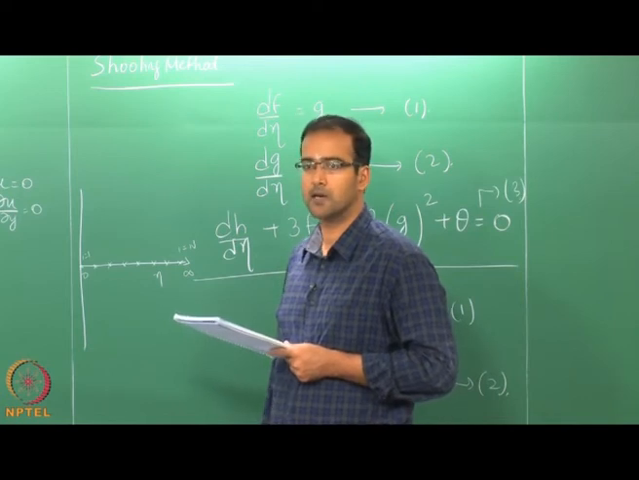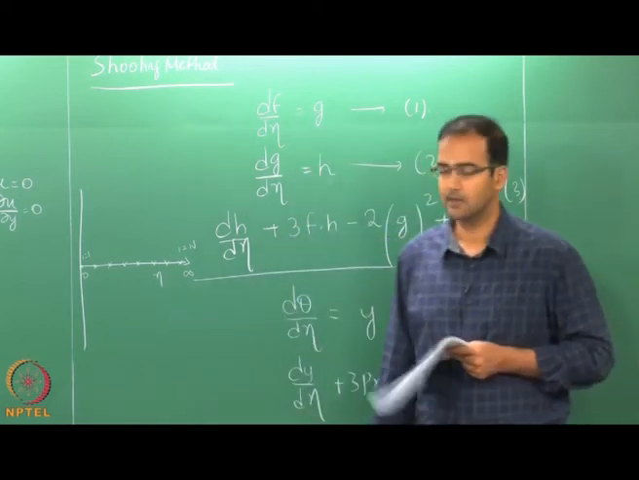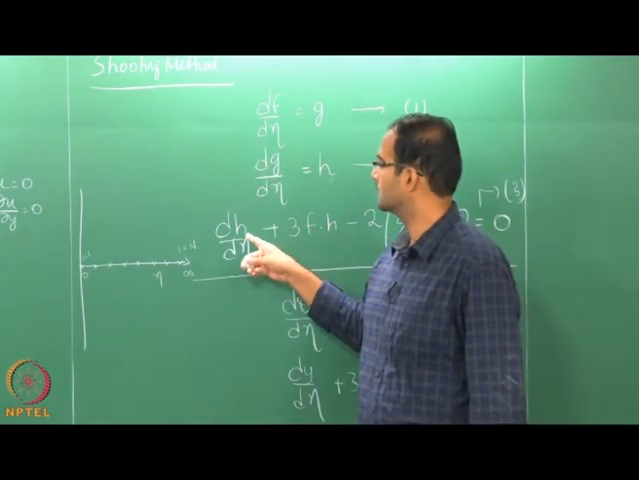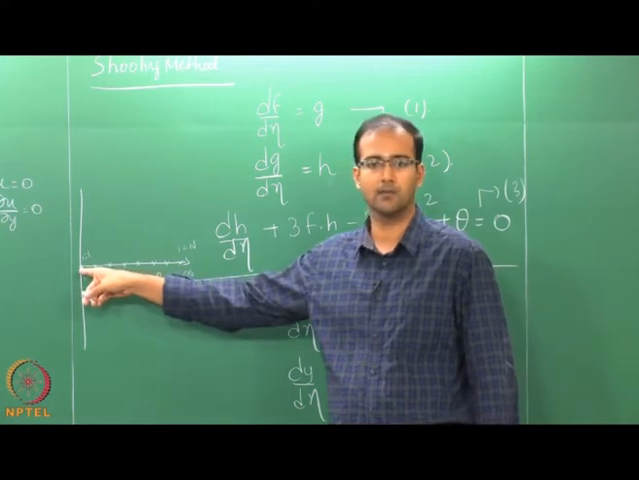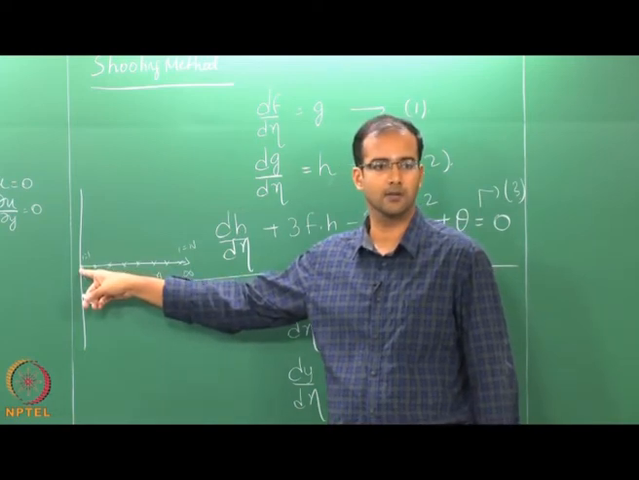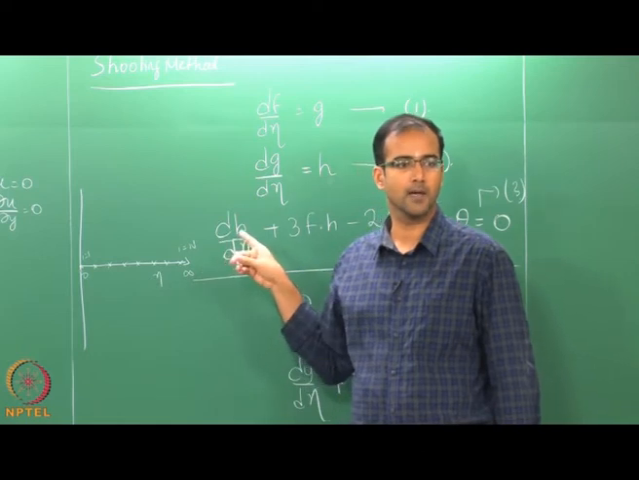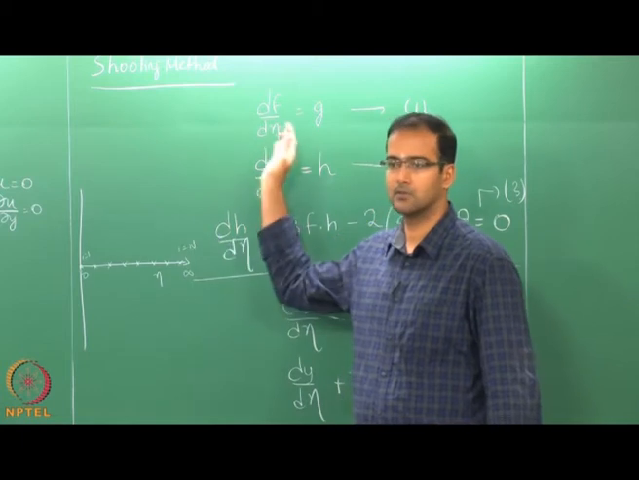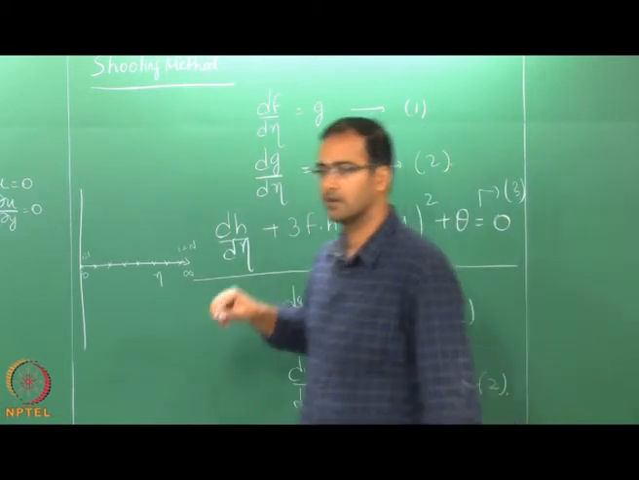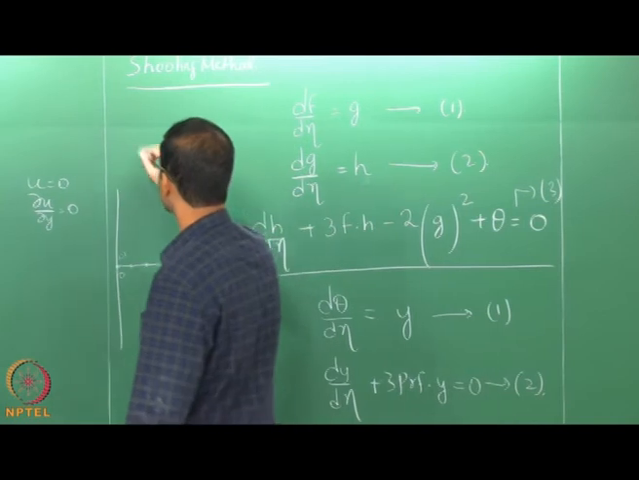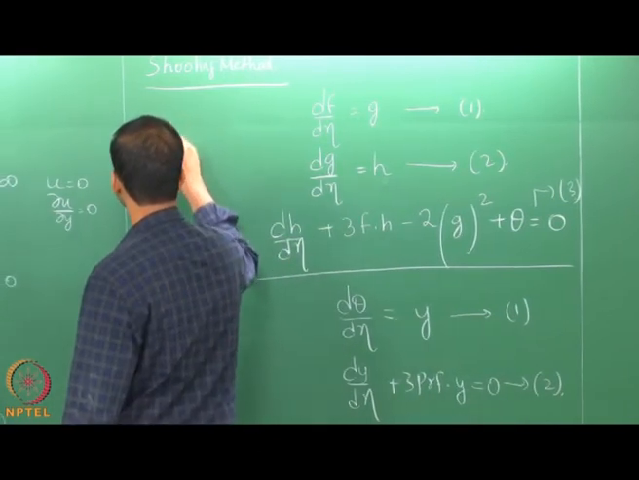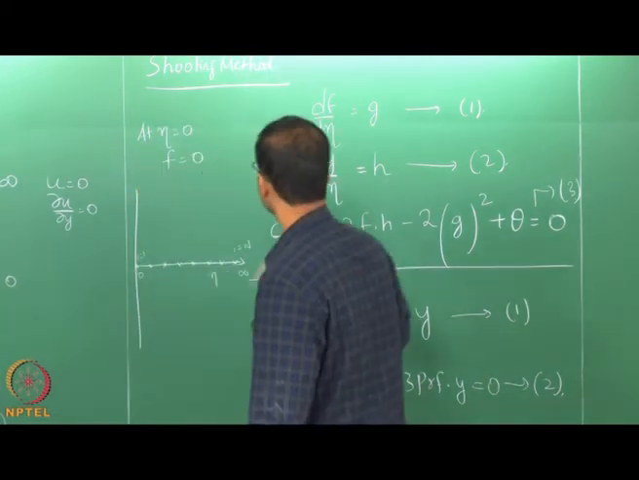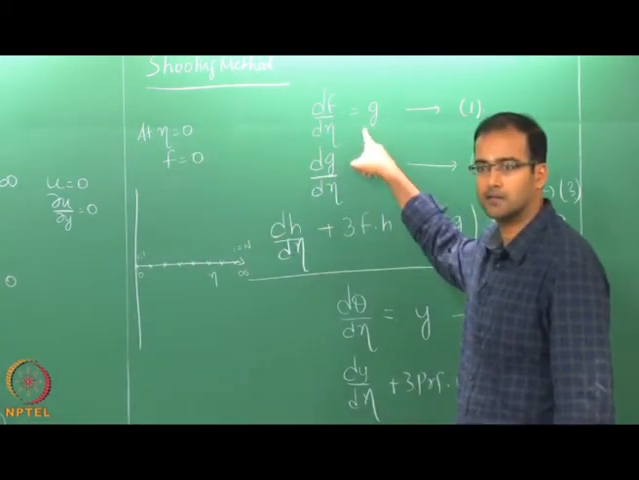Now, in order to march forward in space, you need to know the boundary conditions for f, g and h at I equal to 1, that is at eta equal to 0. Then only can you march in a straightforward manner. Let us see how we convert this into equivalent boundary conditions. As far as f is concerned, at eta equal to 0 we have f equal to 0, which is known. Therefore, the first equation can be solved straight away.